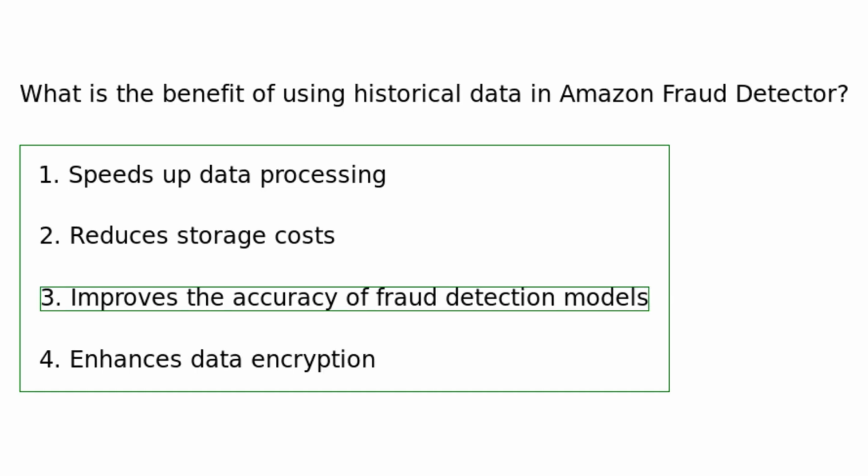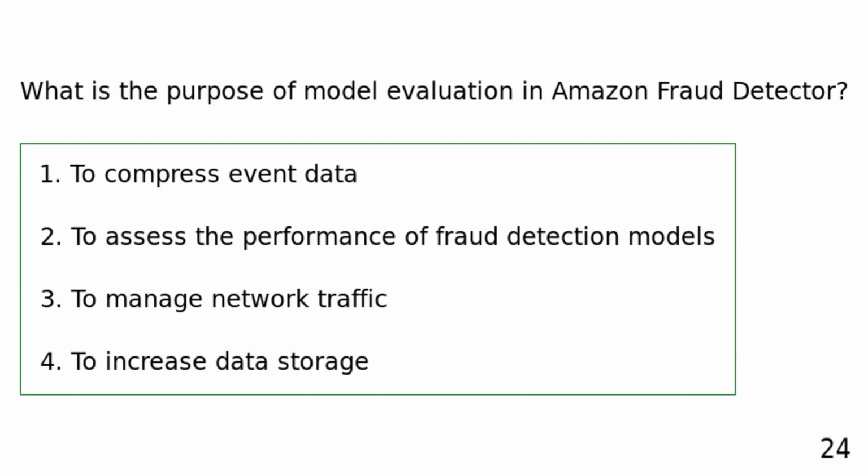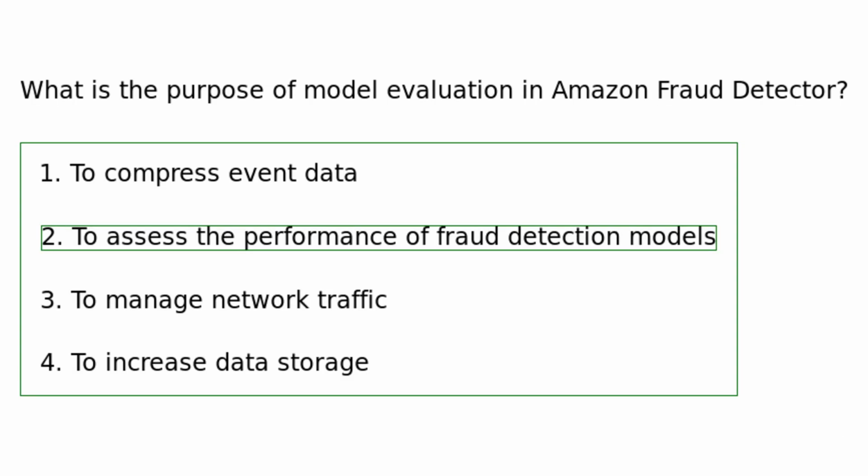Using historical data in Amazon Fraud Detector improves the accuracy of fraud detection models by providing more data to learn from. What is the purpose of model evaluation in Amazon Fraud Detector? To compress event data. To assess the performance of fraud detection models. To manage network traffic. To increase data storage. Model evaluation in Amazon Fraud Detector is conducted to assess the performance and accuracy of fraud detection models.